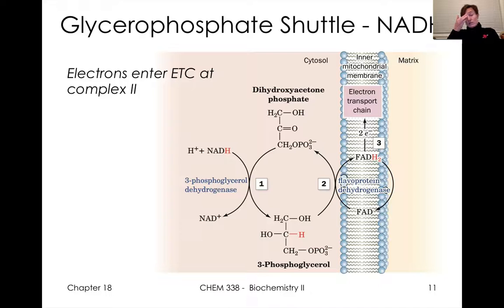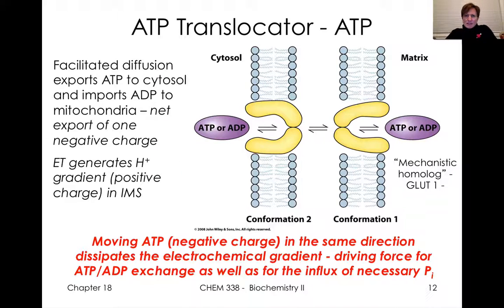A new shuttle system that we'll learn about is called the glycerophosphate shuttle. So I'm not going to go into too many details here in this overview. We'll talk about those tomorrow in class.